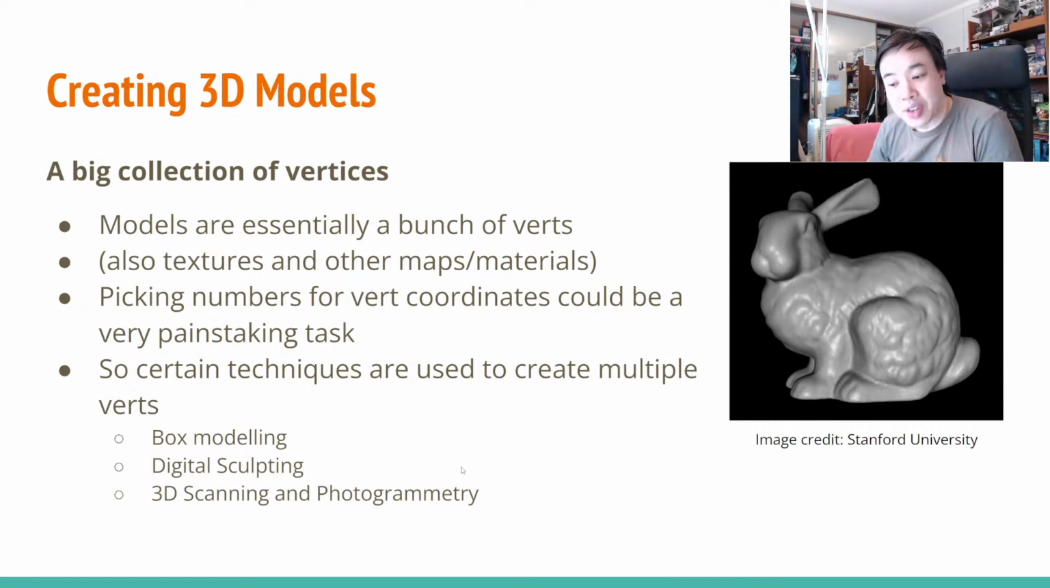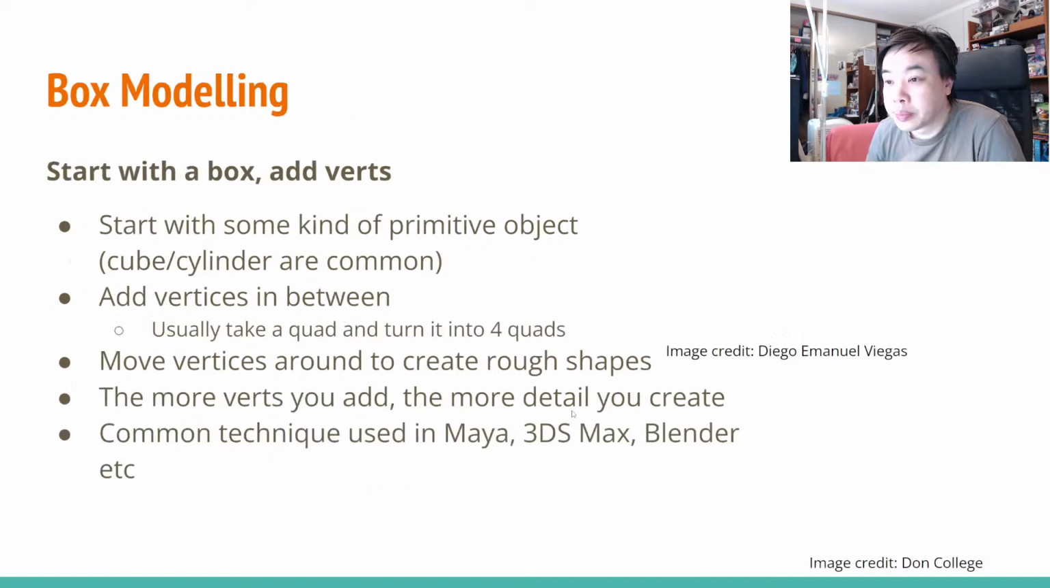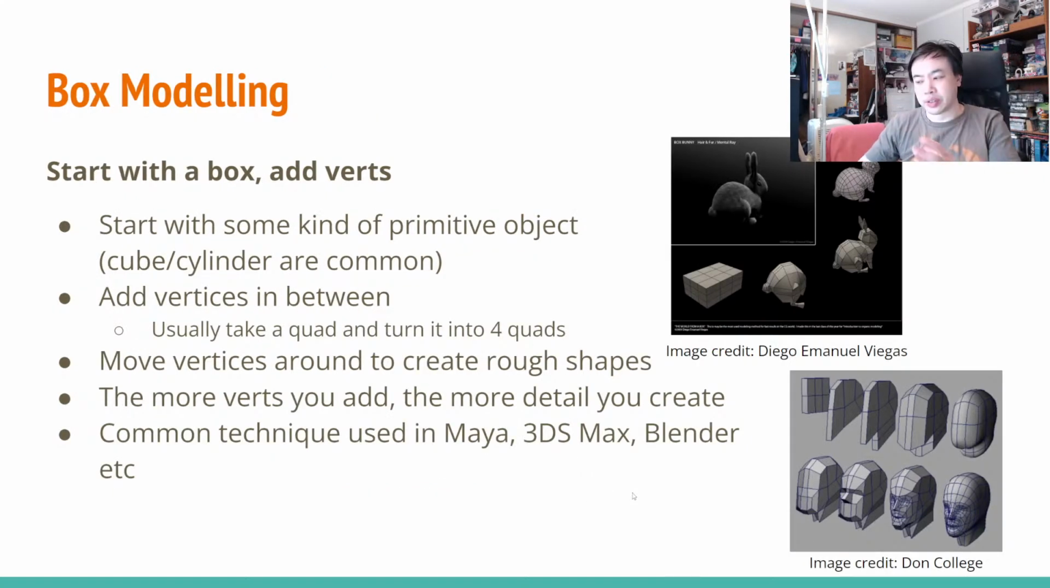But yeah, a lot of stuff can be done with just using the real world. So box modeling is one of the simplest ways to do things. And it's kind of cool because you can start simple and you can slowly build up a model. And all you're going to do is start with a primitive object.